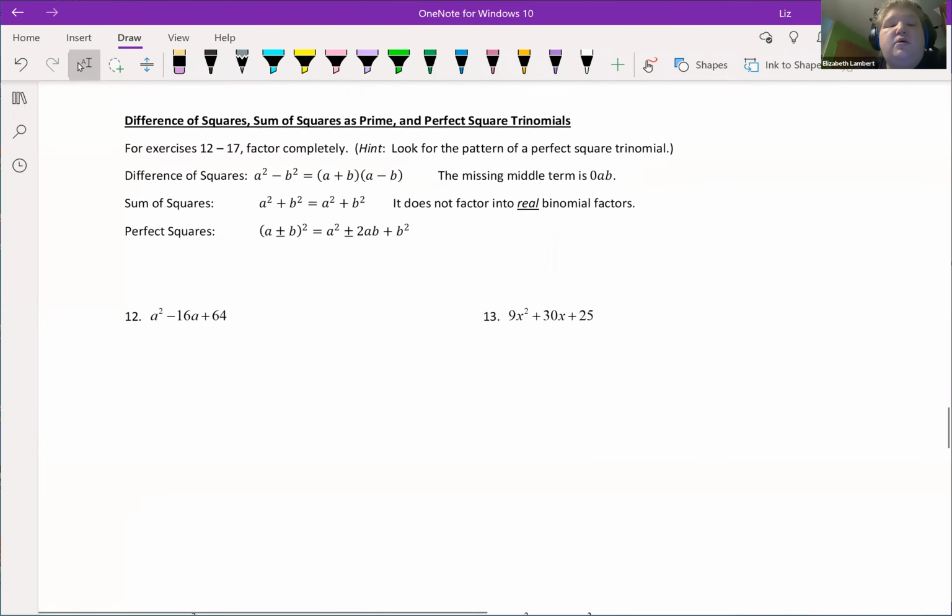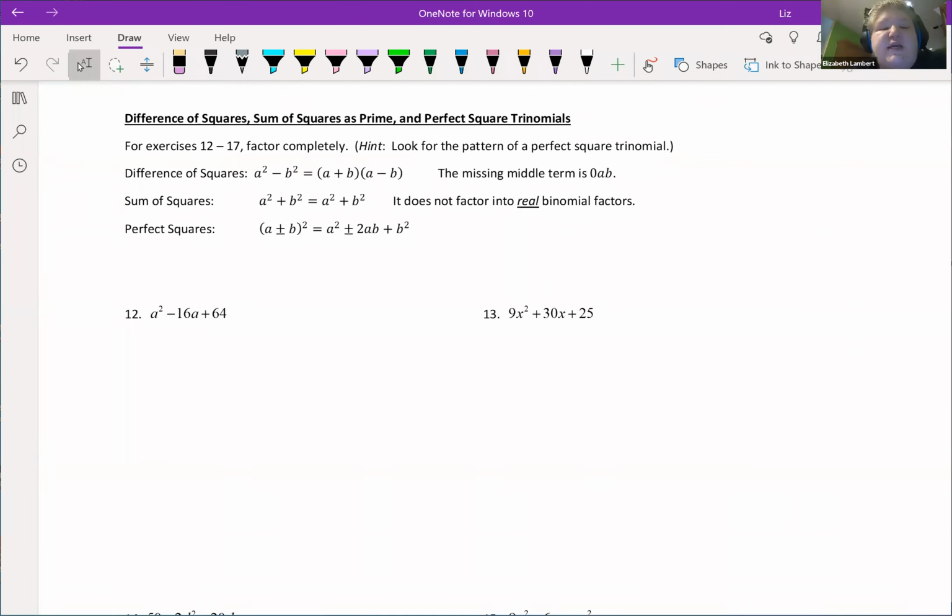Welcome back. For our next video, we're taking a look at difference of squares, sums of squares as prime, and perfect square trinomials. The difference of squares is by far the most important quadratic because it comes from two terms, and that's plus and minus. We're going to make use of this fact that there is no middle term.